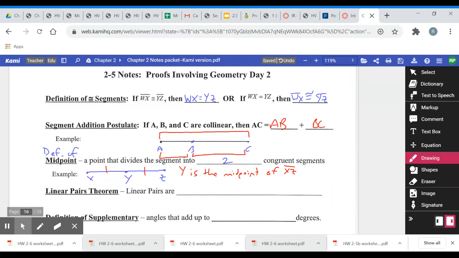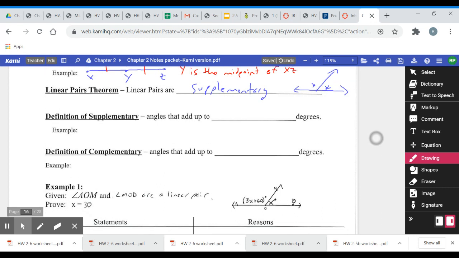And all of these reasons we're reviewing right now will be reasons in the proofs that you end up using. So linear pair theorem, linear pairs are supplementary is the key thing there. If you have a linear pair, which is two angles like this one and this one forming a straight line, then we know that those two angles must be supplementary to each other and therefore add up to 180.